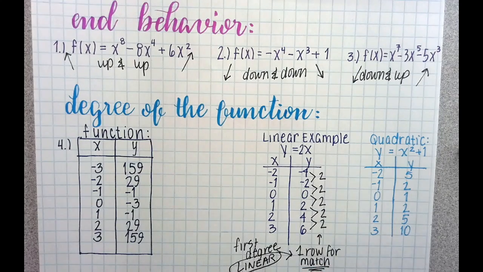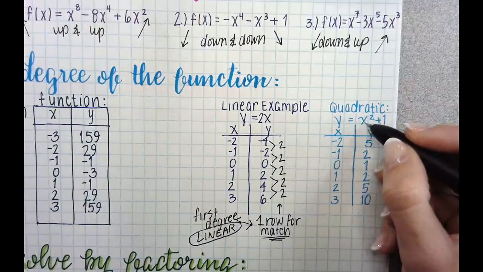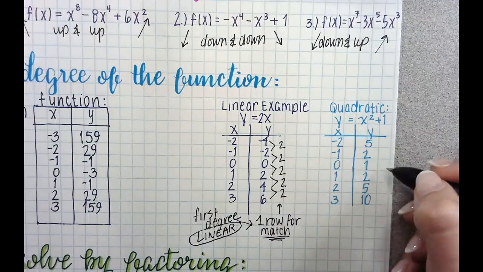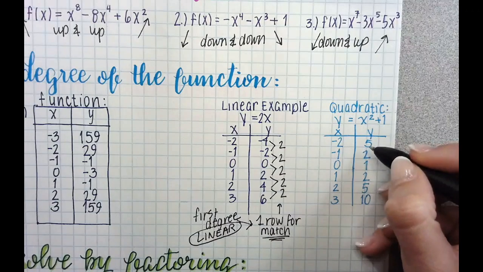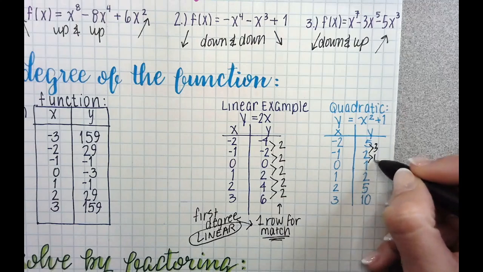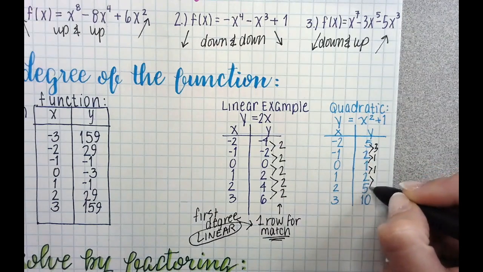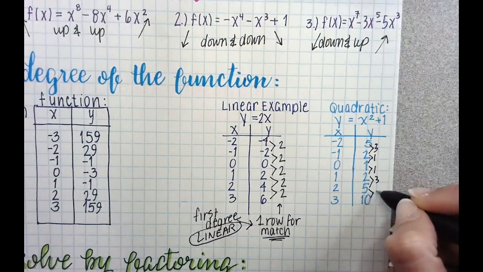Obviously, you normally wouldn't see the equation, so that's why I made up examples over here. Now this one's quadratic, which is second degree, so it's probably going to take us 2 steps. So what does that mean? How far is 5 from 2? 3. How far is 2 from 1? 1. How far is 1 from 2? 1. How far is 2 from 5? And 5 from 10 even.